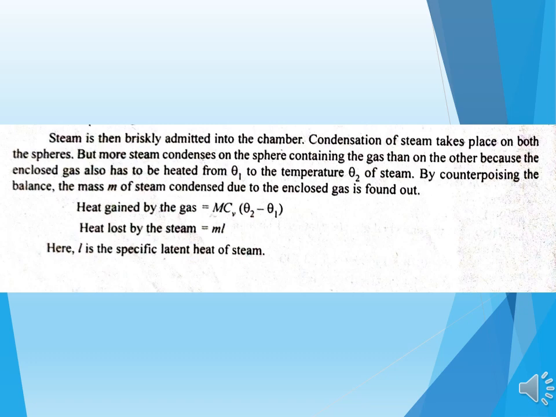Then the steam condenses more on the sphere containing the gas than on the other, because the enclosed gas also has to be heated from θ1 to the temperature θ2. So the heat gained by the gas is given by m Cv into (θ2 minus θ1). Then the heat lost by the steam is given by m' into L. Here L is the specific latent heat of steam.